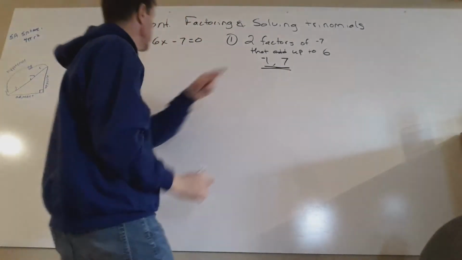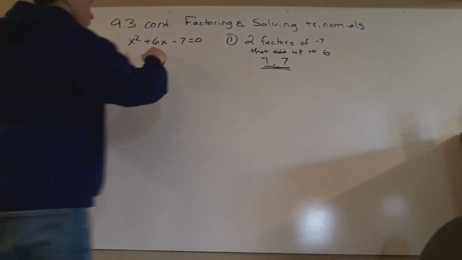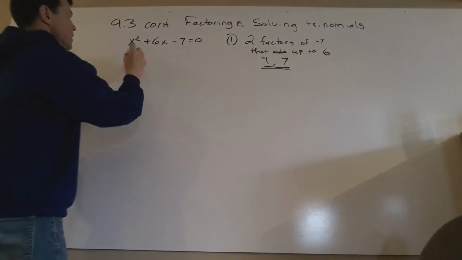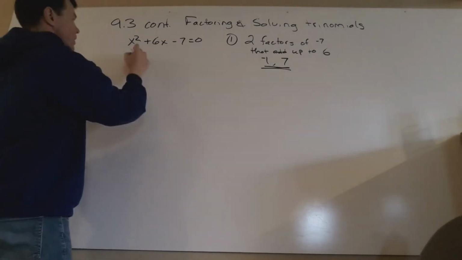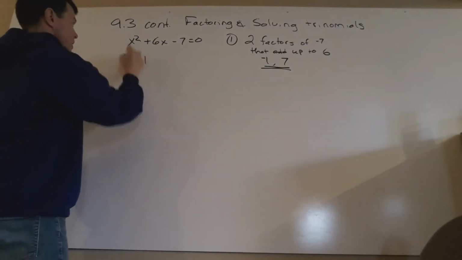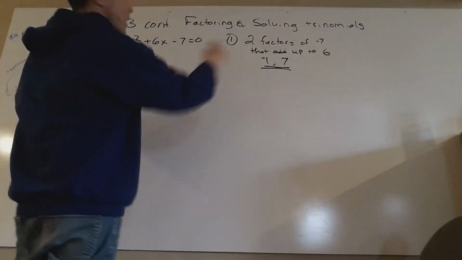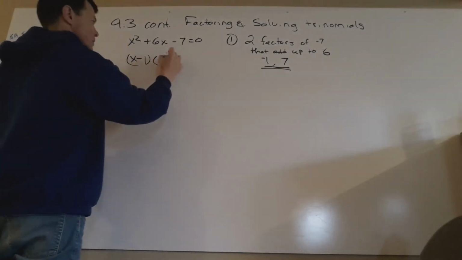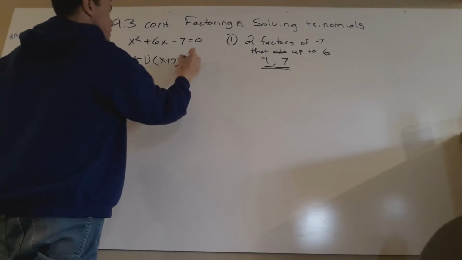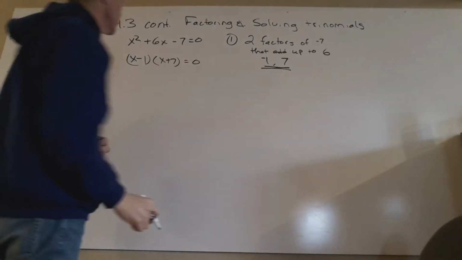Not your answer, it's your factors. So rewrite your trinomial up here. You have x minus 1, x plus 7, and that still equals 0.